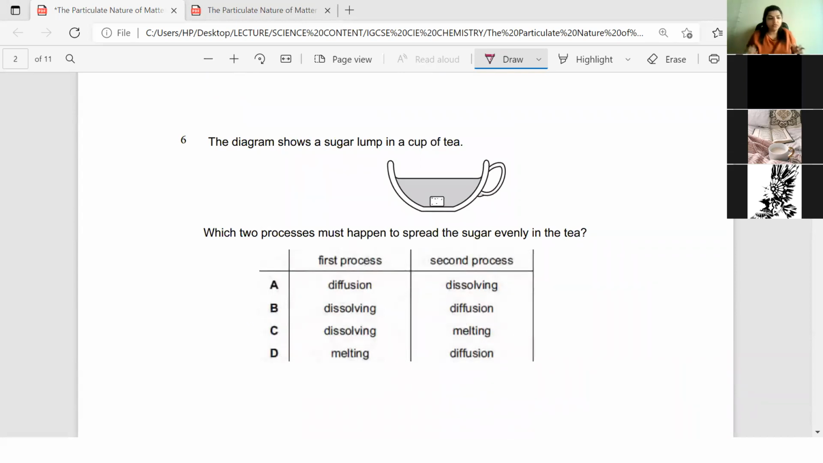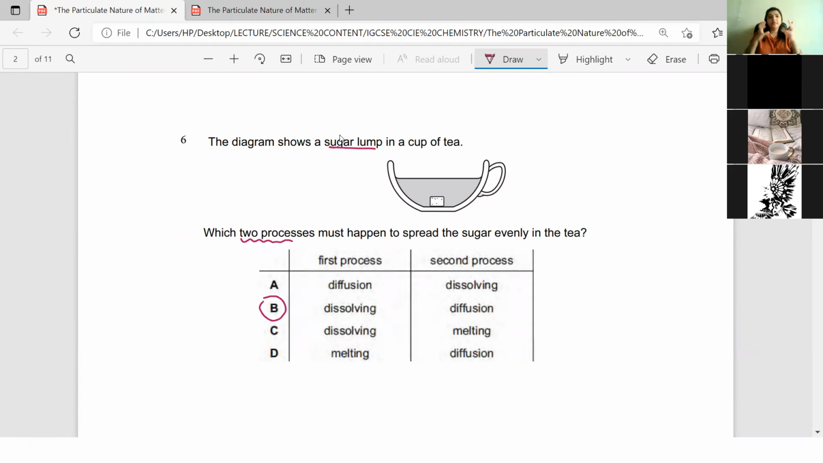The diagram shows a sugar lump in a cup of tea. Which 2 processes must happen to spread the sugar evenly in the tea? Yes, Aman, you are adding sugar to tea. Miss, I think the first process will be dissolving and then the second process will be diffusion. Very good. That's absolutely correct, Aman.